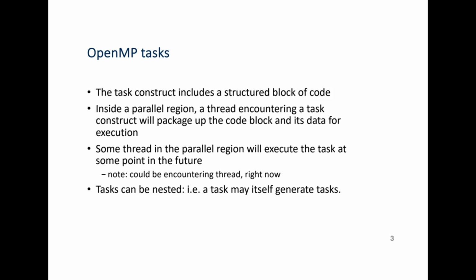When we're inside a parallel region, a thread that encounters one of these task constructs will package up the code block and any associated private data with it for execution. And then all we really know is that some thread in the parallel region will execute the task at some point in the future. But that actually could be the encountering thread, and when in the future could actually be right now. Again, this is all under the control of the runtime, and we can't do very much to influence that.